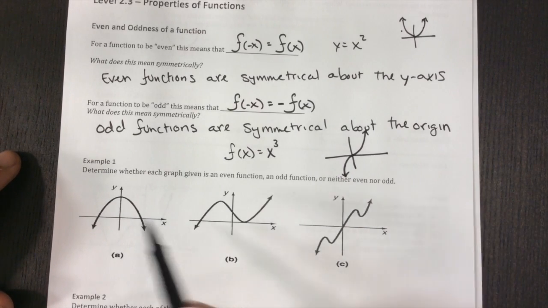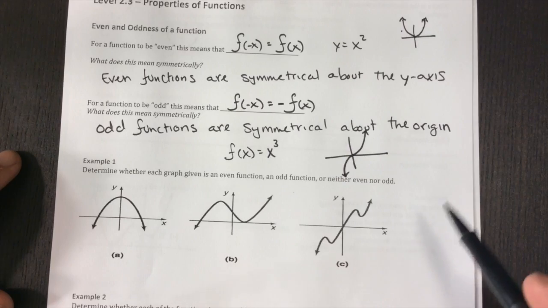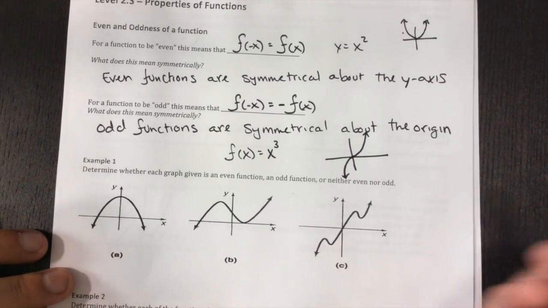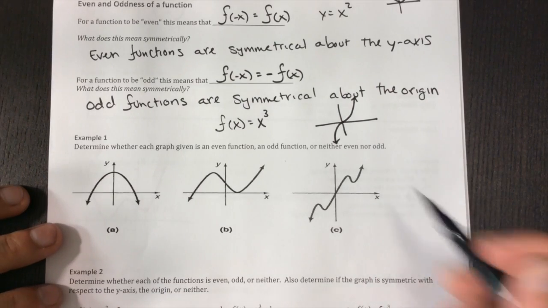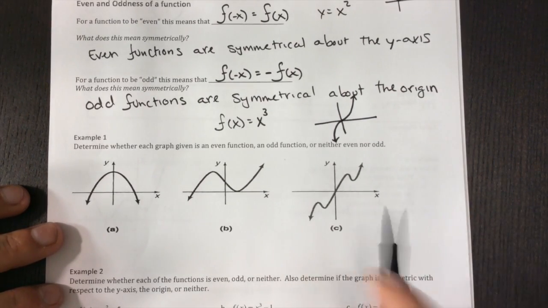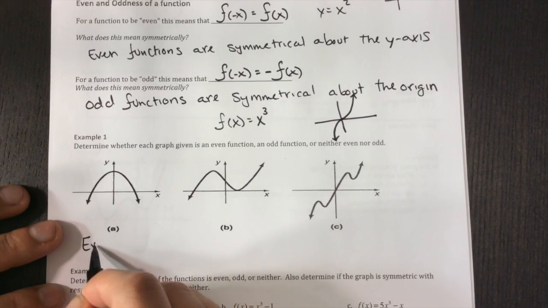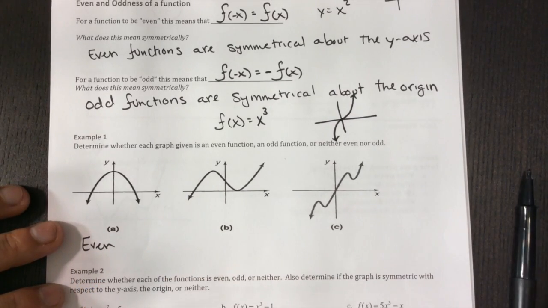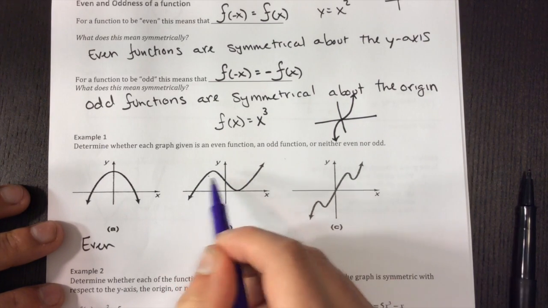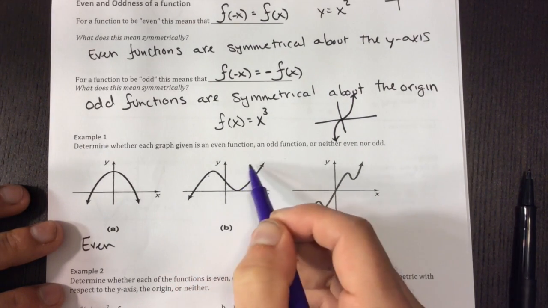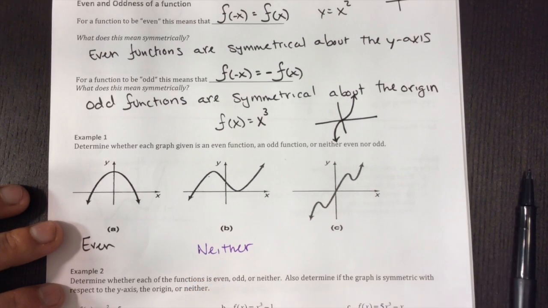So first off, determine if a graph is even, odd, or neither. When we say neither even nor odd, we just write neither because it takes too much time to write even nor odd. So we look at A. A is going to be even. If we look at B, well, it's not the same reflected over the y-axis, and it's not the same reflected over the origin. So we write neither.